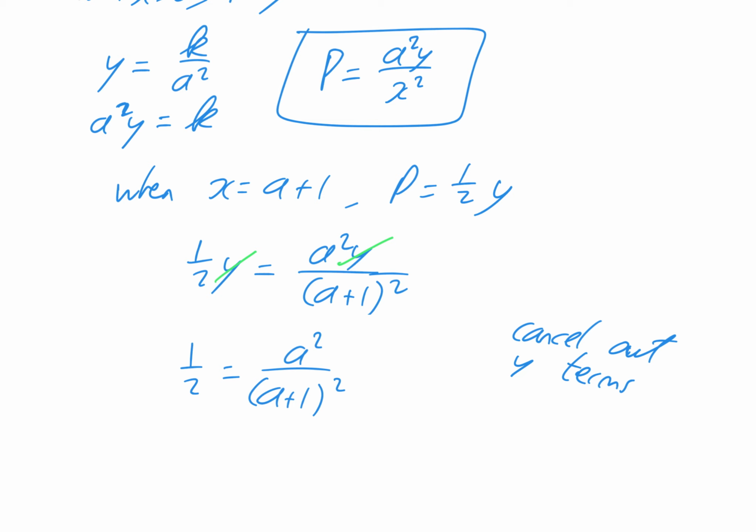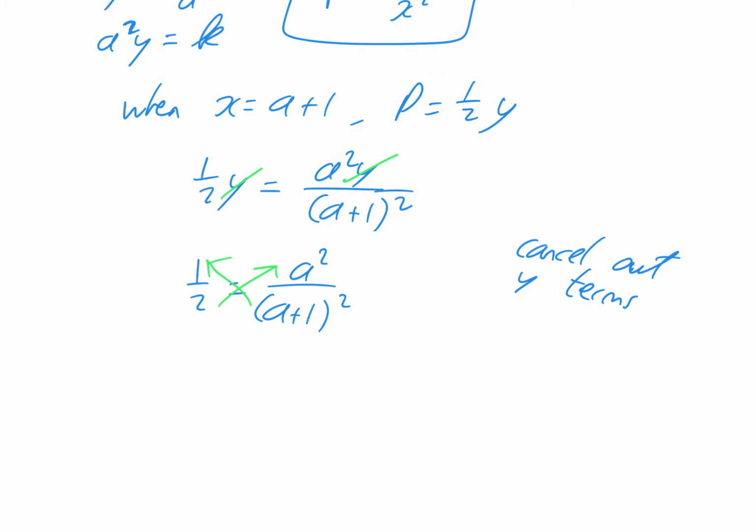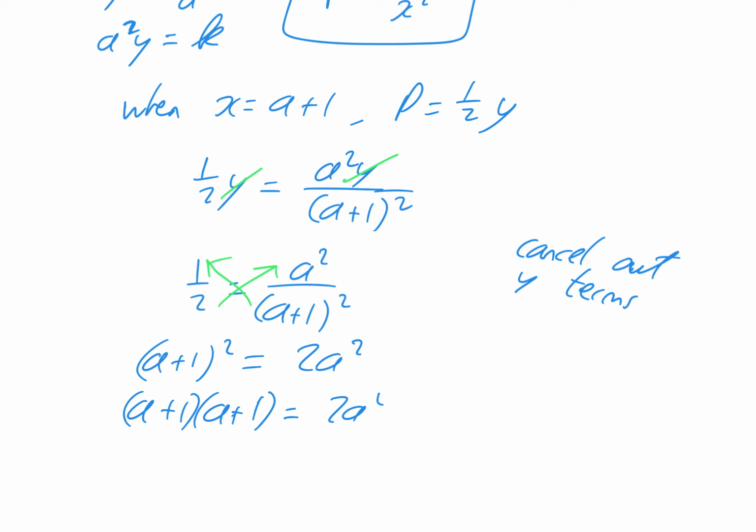Now what we're going to do is cross multiply. So this 2 comes up here and this a plus 1 squared comes up here. When you multiply it up, you'll have a plus 1 squared on top, which is equal to 2a squared. Multiply this out, so take your time and do that correctly.